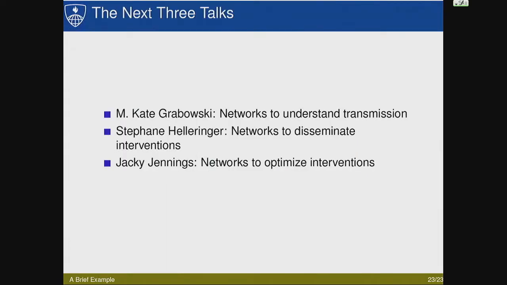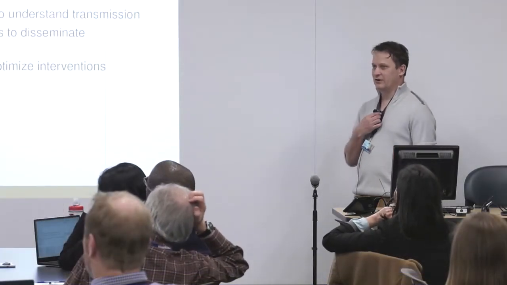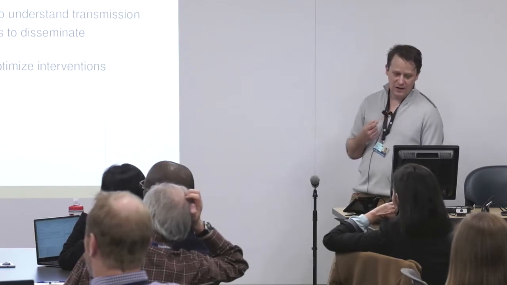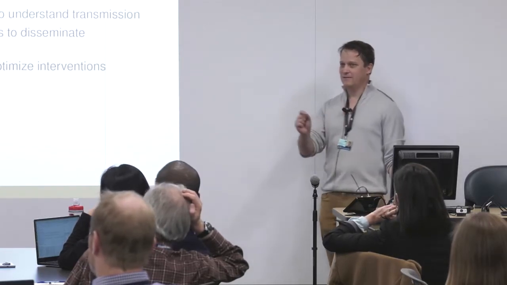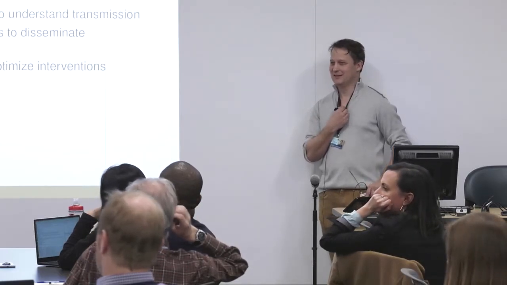And now we're going to have 3 talks where people go into much more detail. First, Kate is going to talk about networks to understand patterns of transmission at the population level. Stephane is going to talk about using networks to disseminate or spread interventions around populations. And then Jacky is going to talk about using network structure to optimize interventions. So I ran over, but if there's any very quick question for me, I'm happy to answer it. Otherwise, we'll just give it over to Kate.